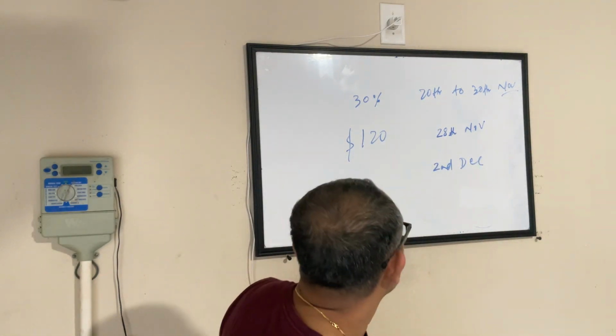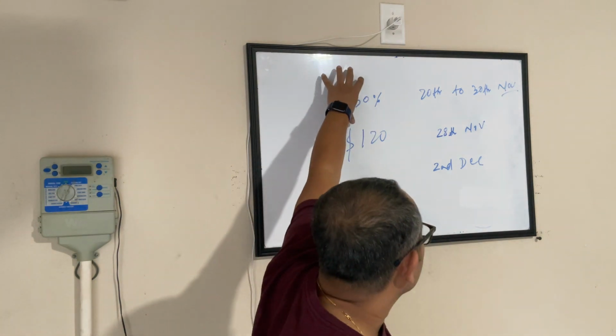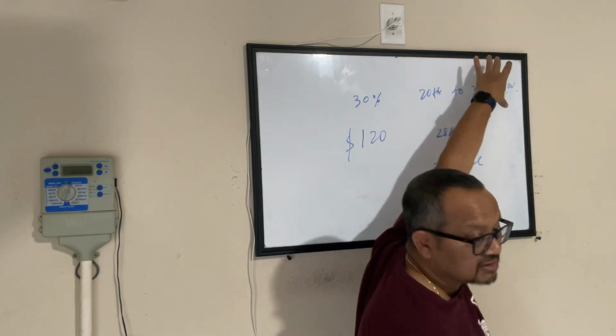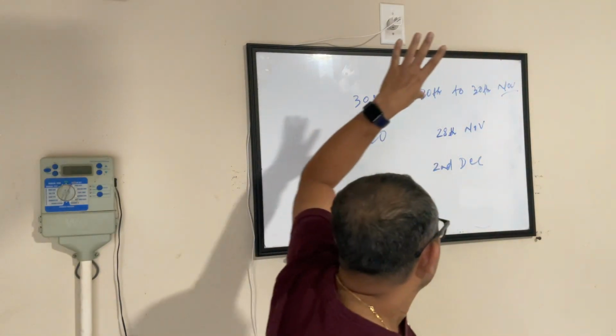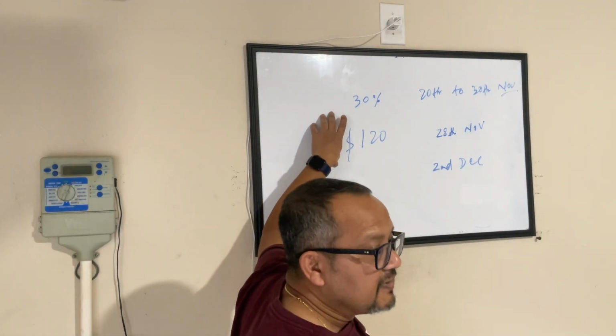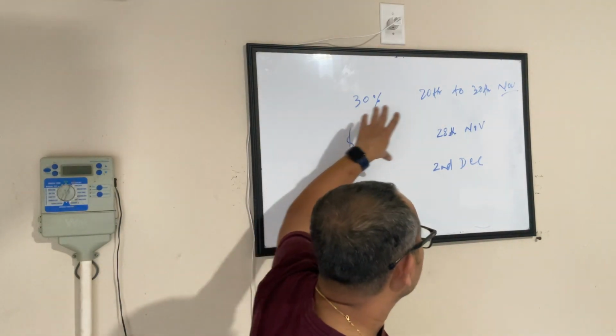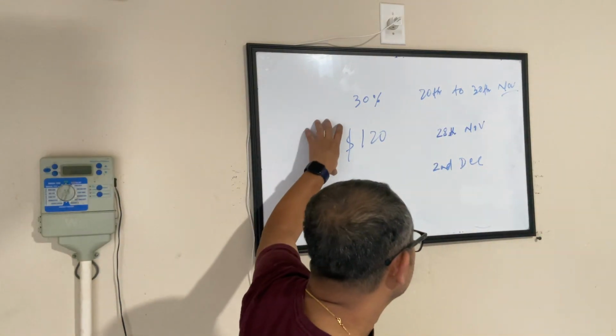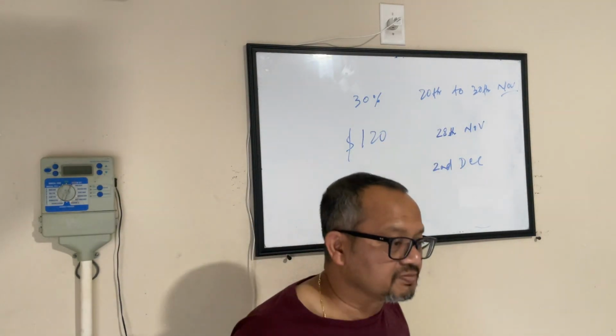Here is the question. Nike is offering 30% discount on every product from 20th to 30th November. There is a shoe priced at $120. If I try buying the shoe on 20th November, how much do I have to pay? If I try buying the same shoe on 2nd December, how much do I have to pay?